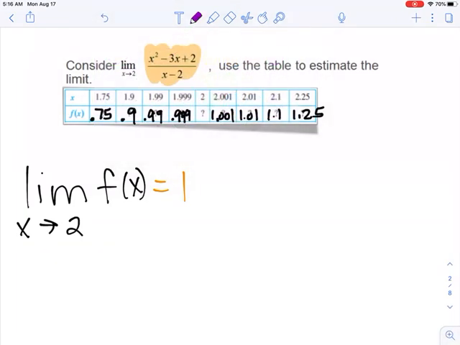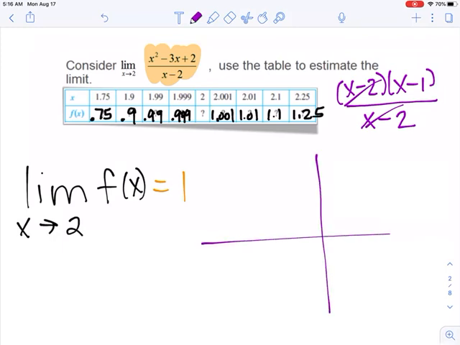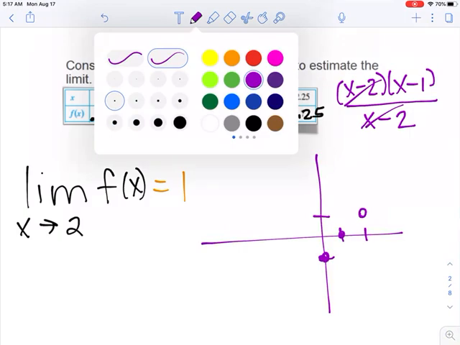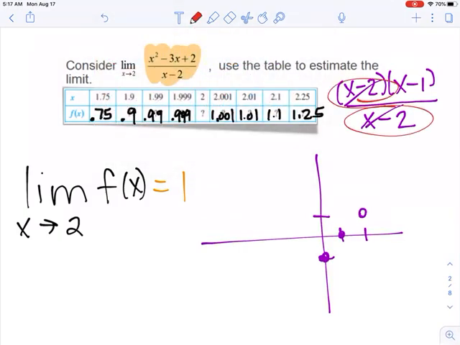What I want to remind you of is that when we have a rational function, it is always a good idea to simplify if we can. So our numerator, we can write as x minus 2 times x minus 1. And the x minus 2's cancel. So what's happening is we have the graph of x minus 1, but we have a hole wherever we canceled out those factors.